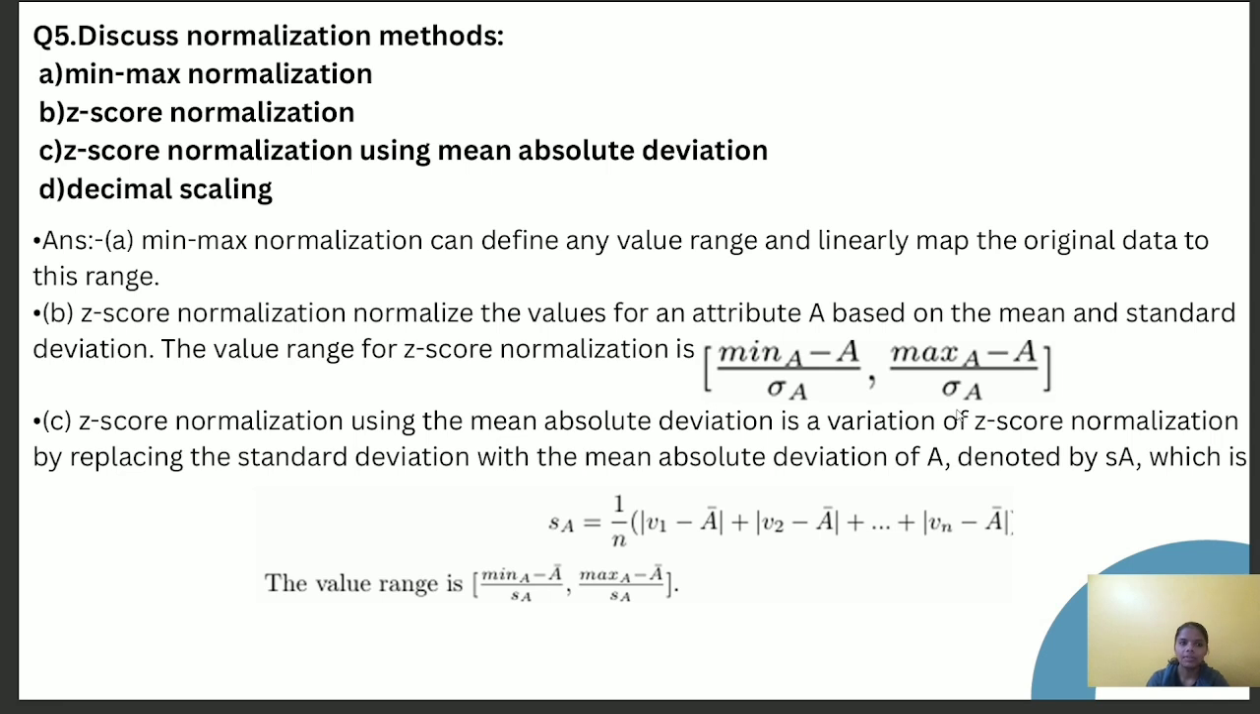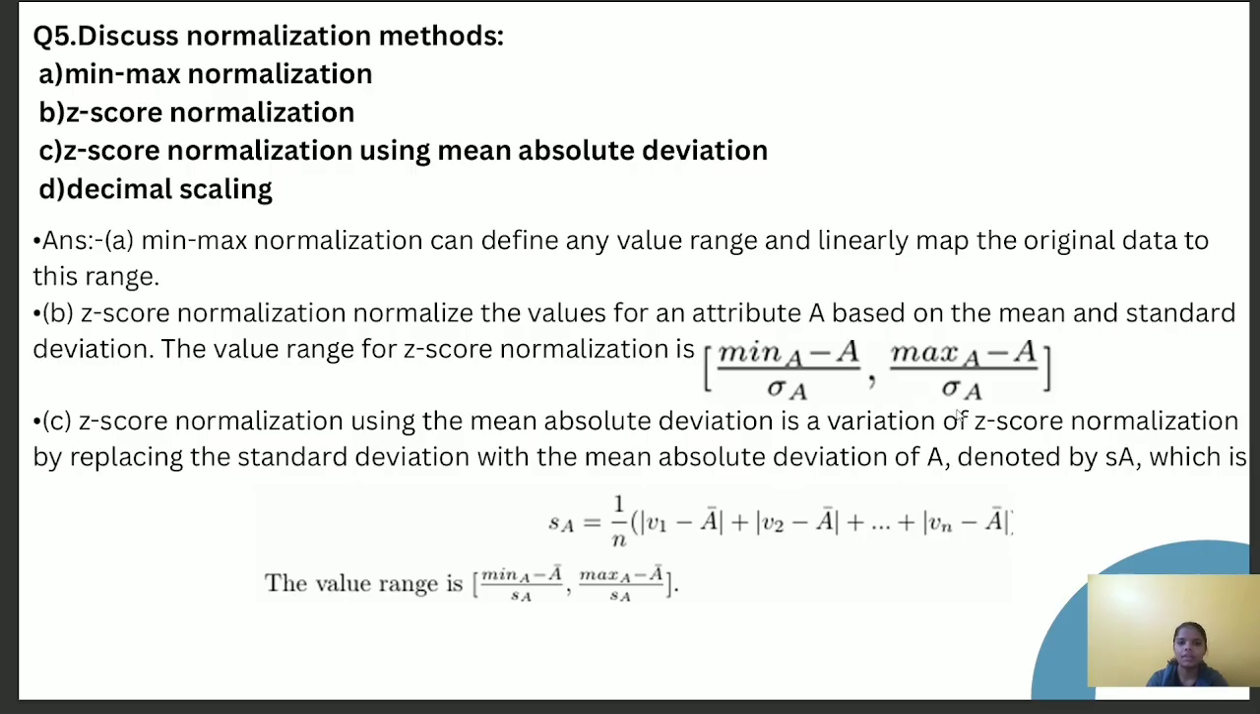Now, question number 5. We have to discuss the methods: A, min-max normalization, B, z-score normalization, C, z-score normalization using mean absolute deviation, and D, decimal scaling. All these methods are used for normalization. So first, the min-max normalization.